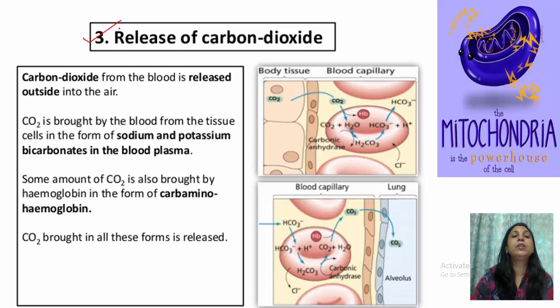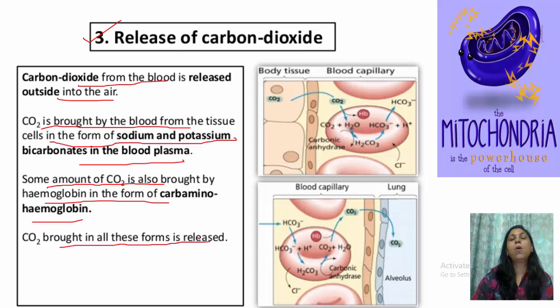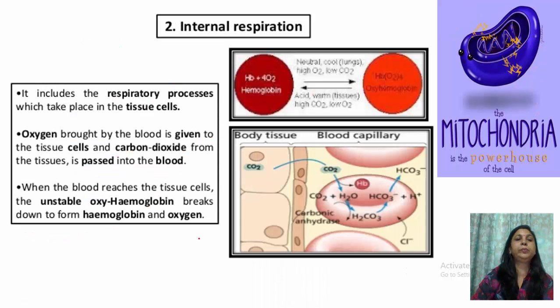Now, the third step is release of carbon dioxide. Carbon dioxide from the blood is released outside into the air. Carbon dioxide is brought by the blood from the tissue cells in the form of sodium and potassium bicarbonates in the blood plasma, and some amount of carbon dioxide is also brought by the hemoglobin in the form of carbaminohemoglobin, and carbon dioxide brought in all these forms is released into the air.